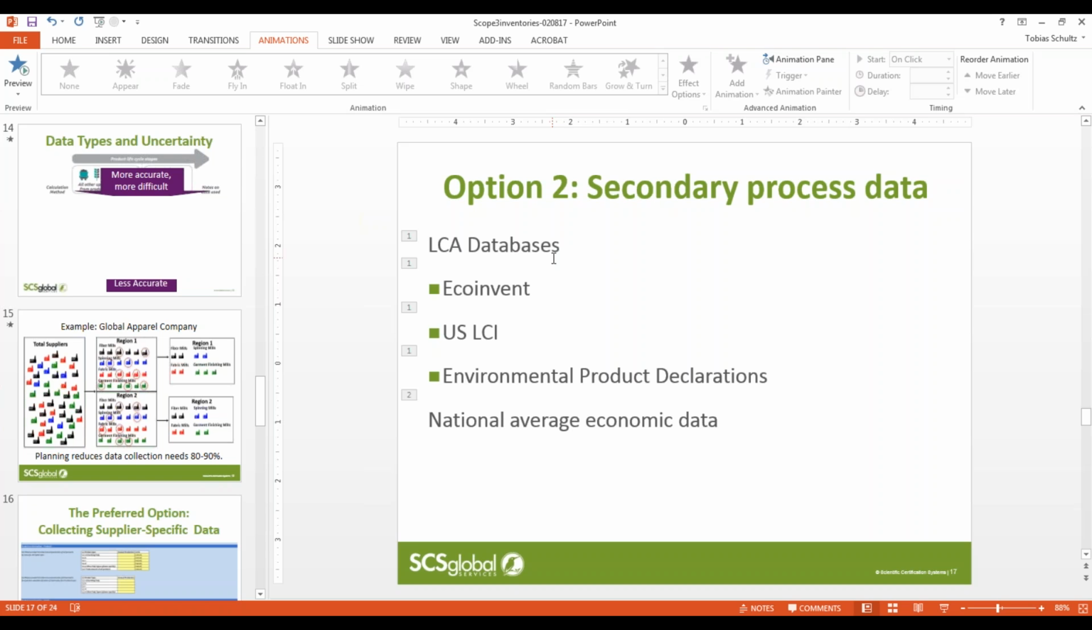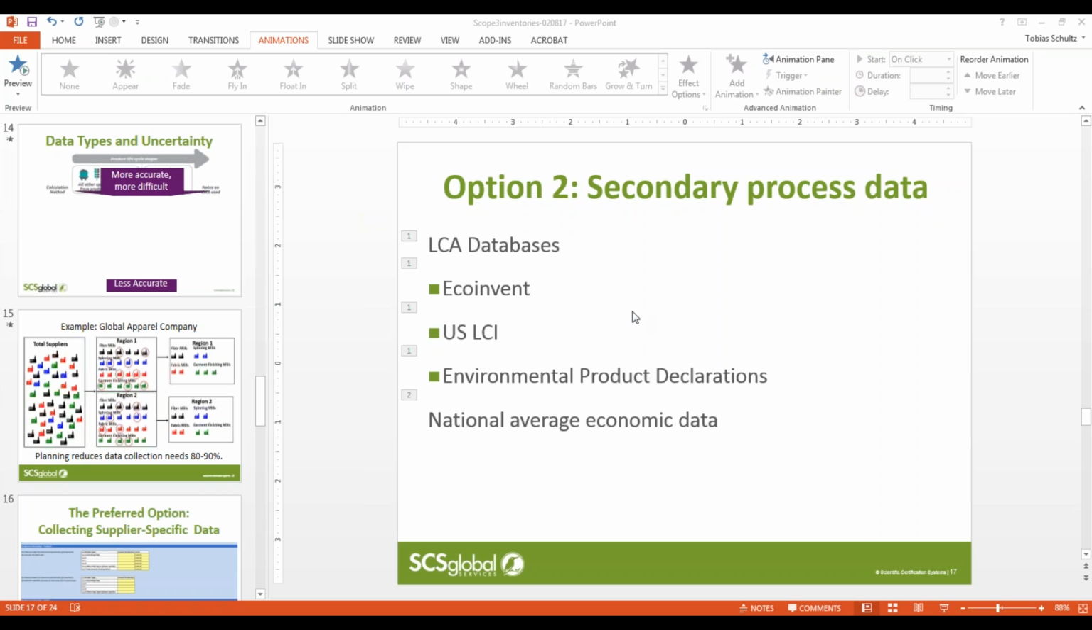EcoInvent is kind of the gold standard for lifecycle assessment data in our view out there. The second one is the GaBi database, which I didn't show on this slide. Those are two commercially available ones that are sort of the most comprehensive and accurate ones out there today.